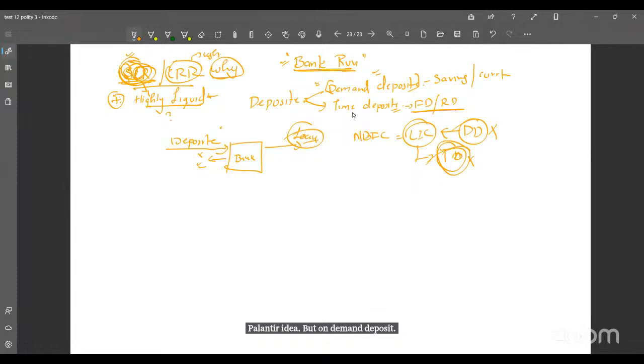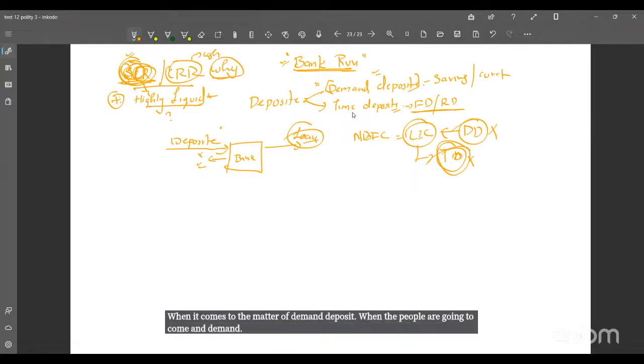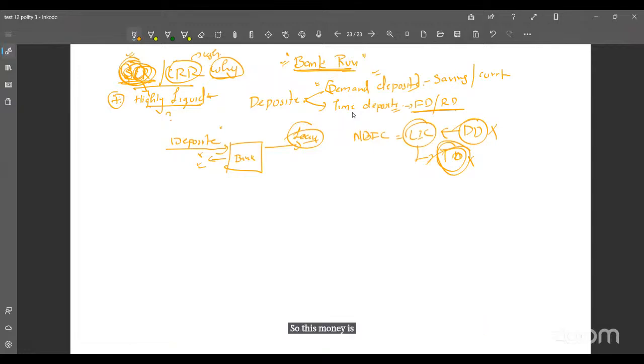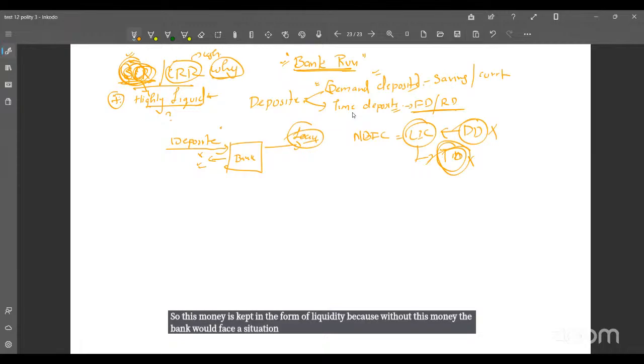When it comes to the matter of demand deposit, when the people are going to come and demand, you will never know. So you have to keep a certain amount of money in the form of liquid always in your hand. So this money is kept in the form of liquidity because without this money, the bank would face a situation, what we call it as bank run situation. Are you getting the point? That's why that's the one difference between banking and non-banking financial company.